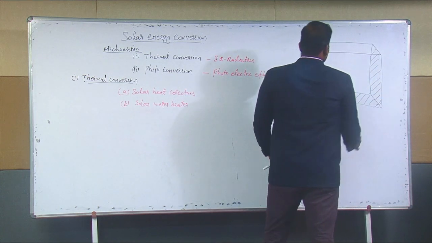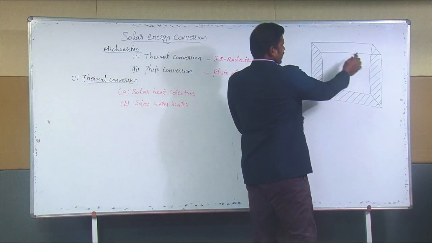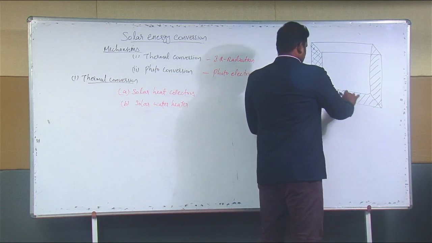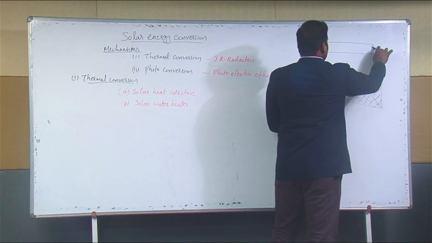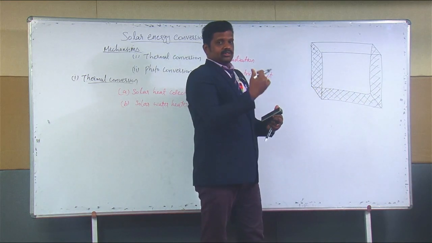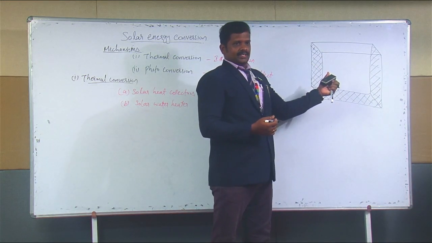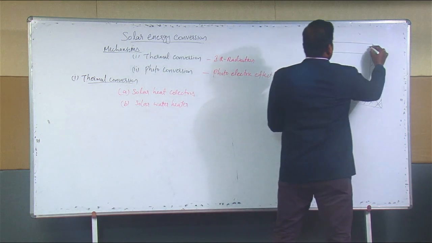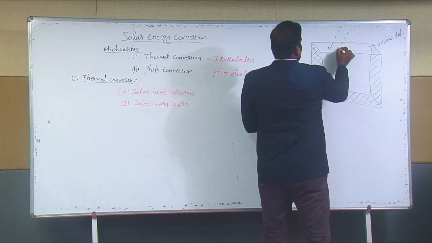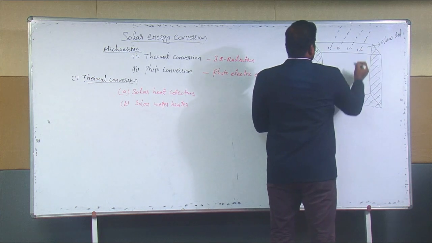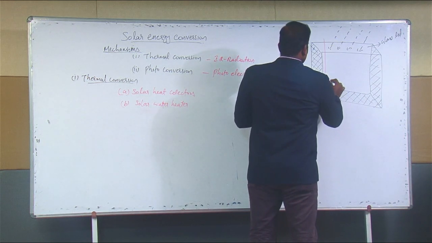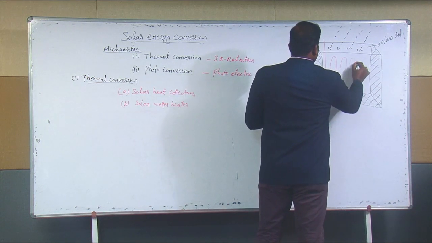Let us imagine this is an insulated box. The inside of the box is painted with black color paint, and a glass lid is provided at the top of the box. That glass lid receives heat energy, that means IR radiation, sunlight. Through the glass lid, the solar radiation enters into the box. Then the insulated box is provided with a copper coil, a copper pipeline.